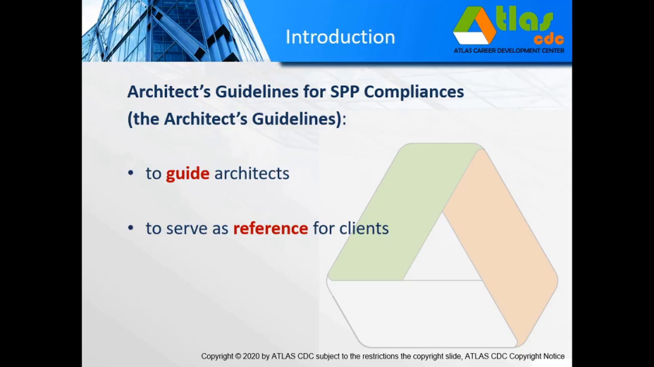Now, what is this document? The Architect's Guidelines for Standards of Professional Practice Compliances, in short, the Architect's Guidelines, is a document that will serve as a guide for architects in determining the appropriate method of compensation to use for a particular type of architectural services, as well as its corresponding professional fees.